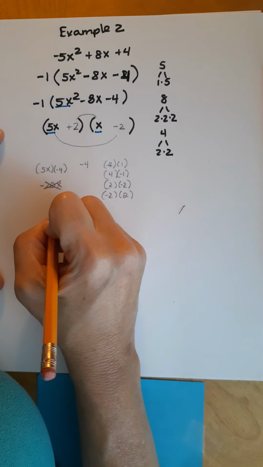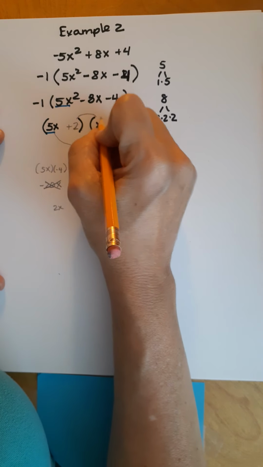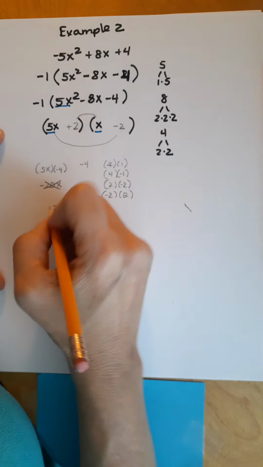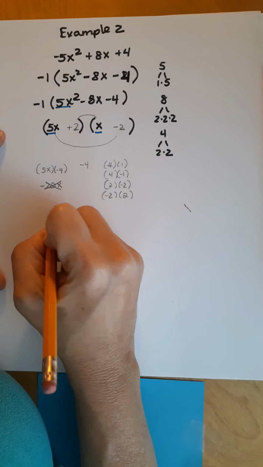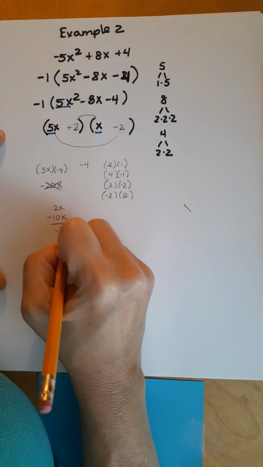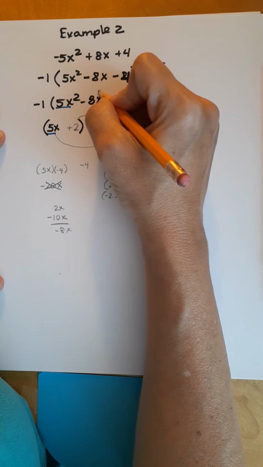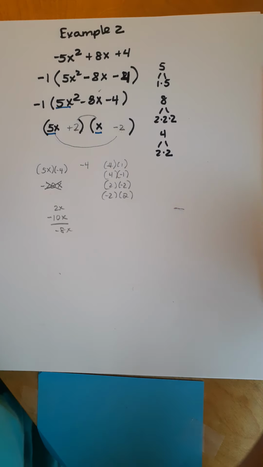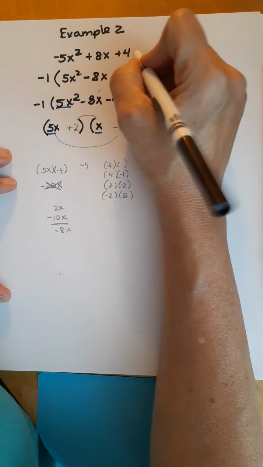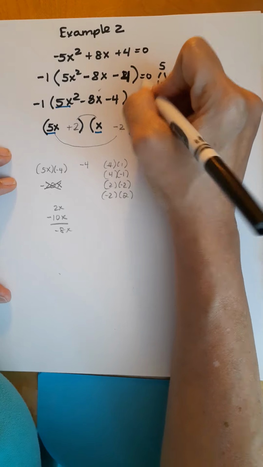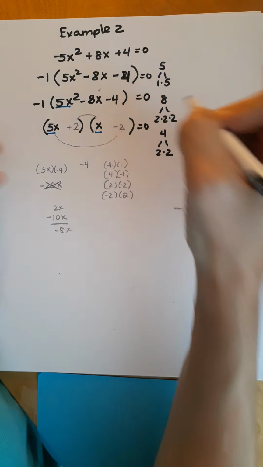Now, 2x, I like to call it rainbows and happy faces, 2x, and negative 10x. We got negative 8x. And whoa, we got the second one. We made the first requirement and the second requirement. That's what it is. Now, how do we find the solution? And sorry about that, but this should be equal to 0. Okay?